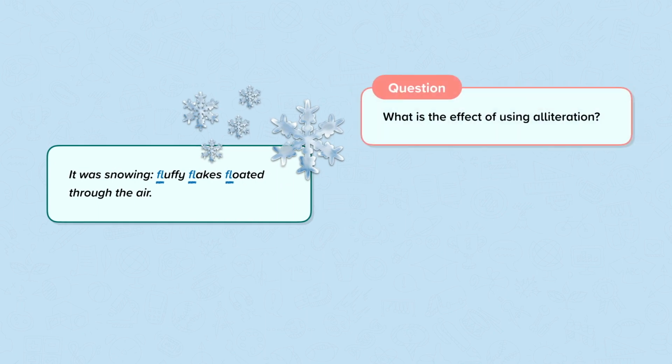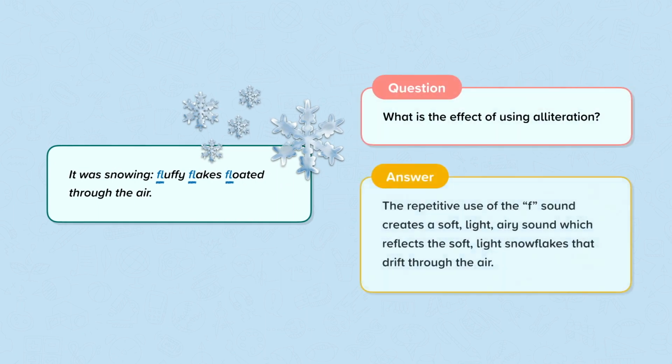What is the effect of using alliteration here? The repetitive use of the F sound creates a soft, light, airy sound which reflects the soft, light snowflakes that drift through the air.